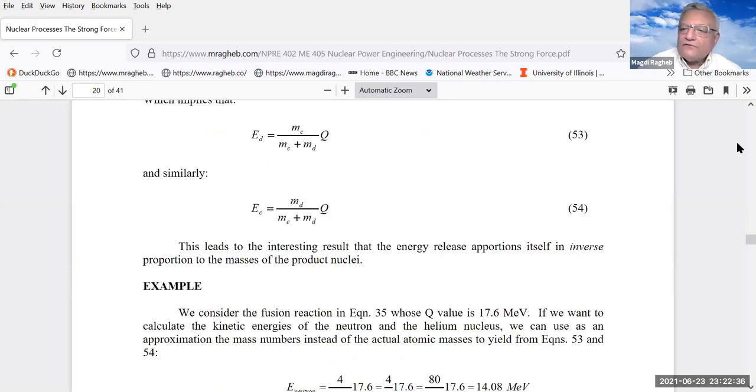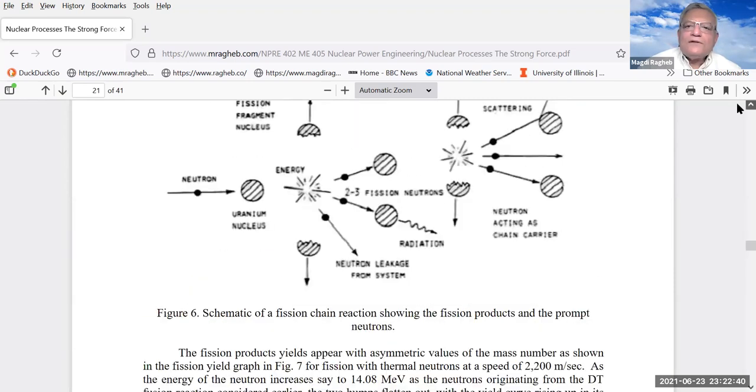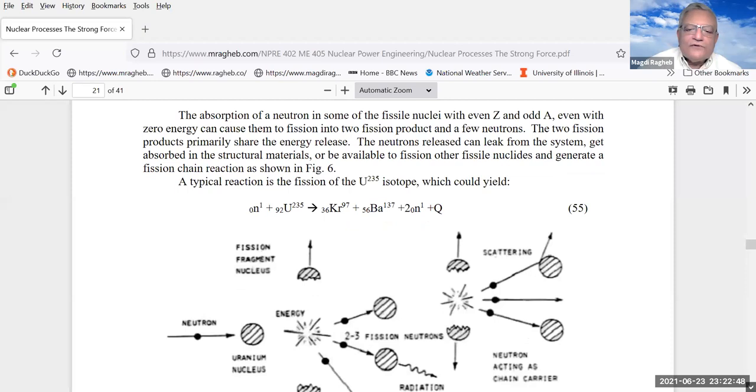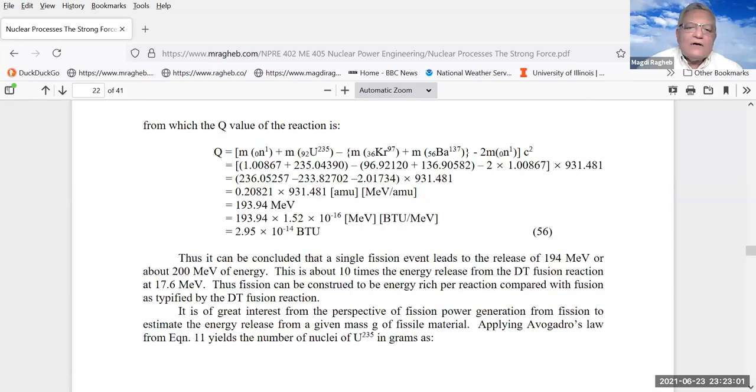We also looked at the fission process. We can calculate the Q value of the reaction by taking the masses of the reactants minus the masses of the products. And we conclude from that calculation that a fission process produces maybe about 200 million electron volts of energy, which is 10 times the energy from a fusion reaction.